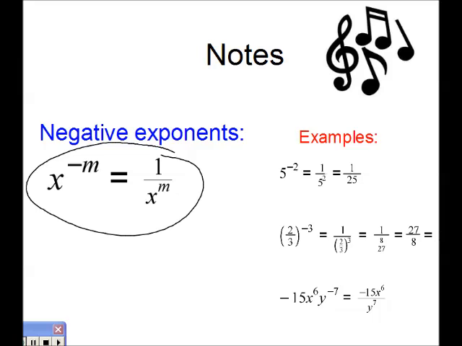So 5 to the negative 2 means 1 over 5 squared, which is 1 over 25. You're done. Now remember from past lessons, 1 over something is the same as its reciprocal. 1 over 2/3 means, okay, 1 divided by 2/3, or times 3/2. We get 3/2. So basically, 1 over something means reciprocal, because 3/2 is the reciprocal of this.